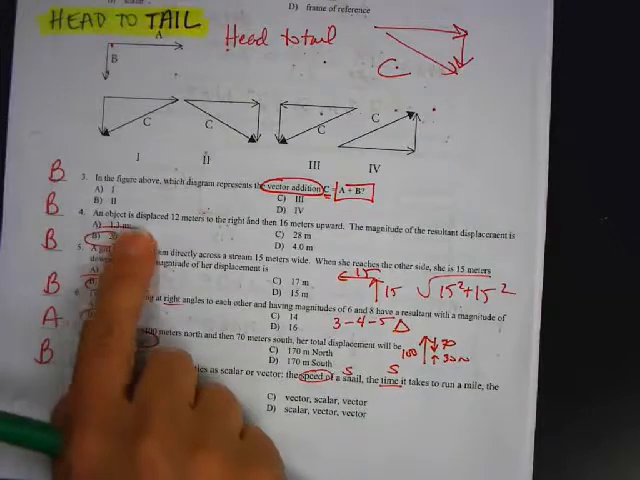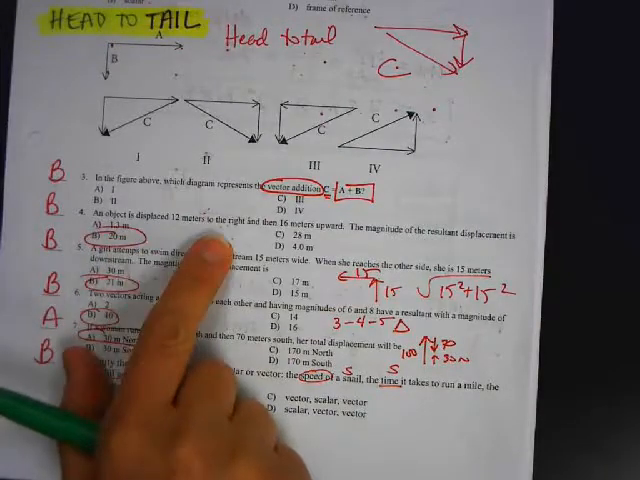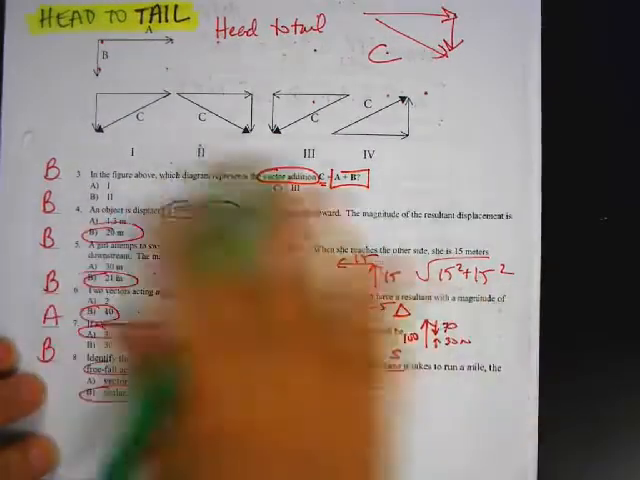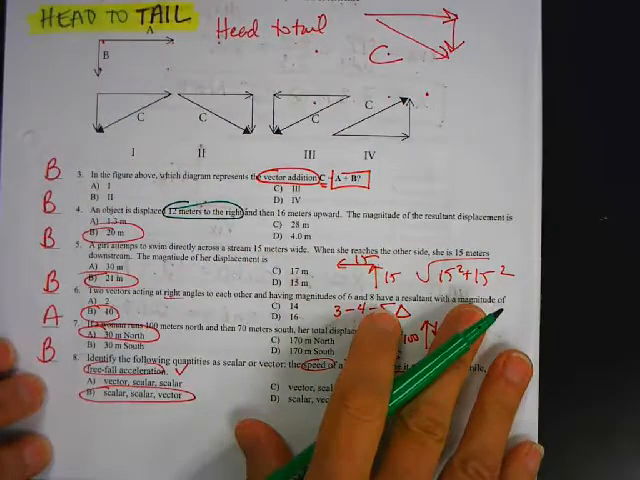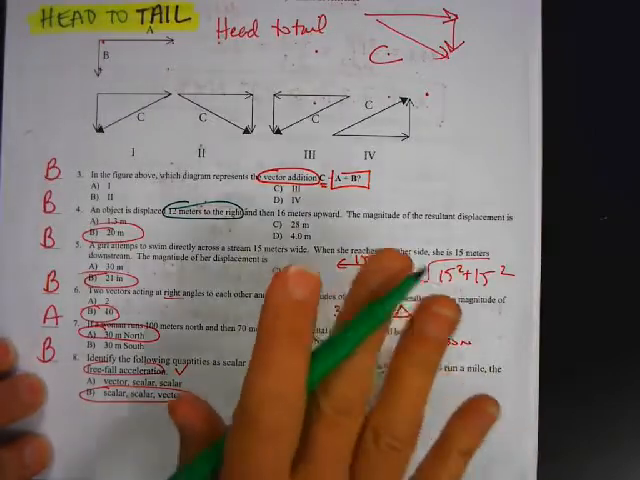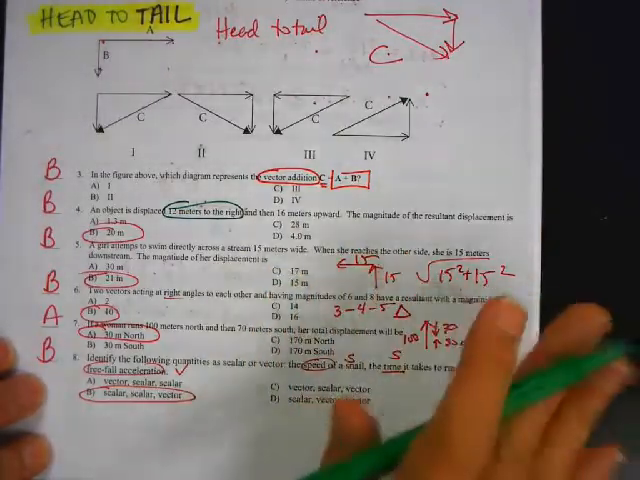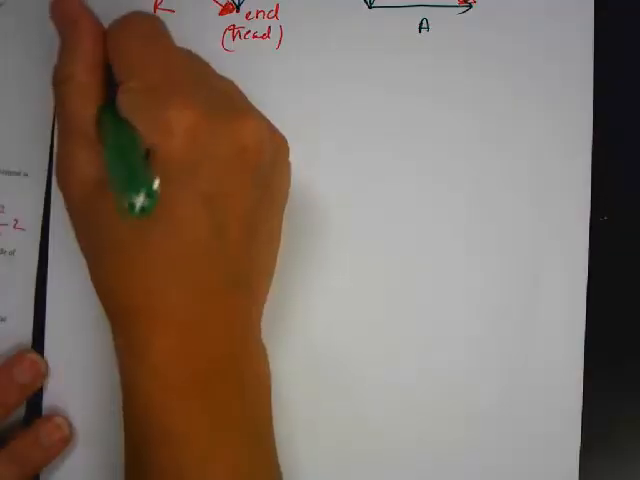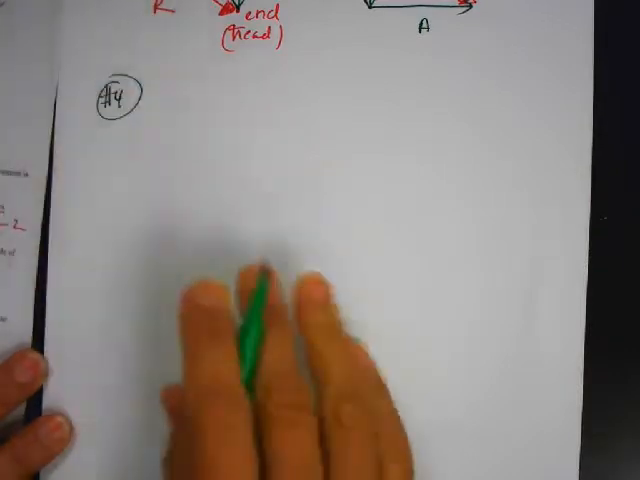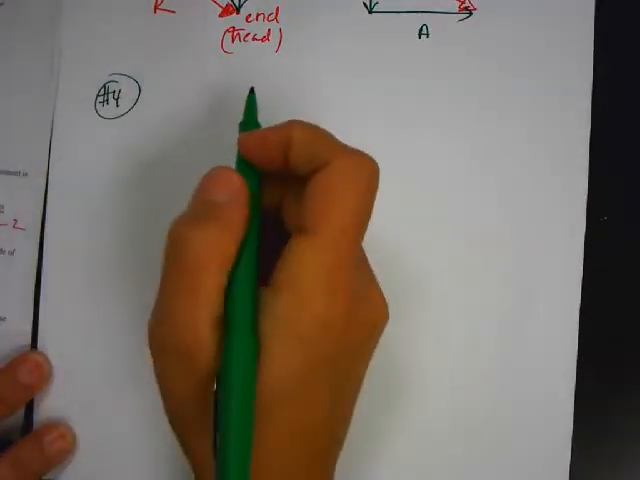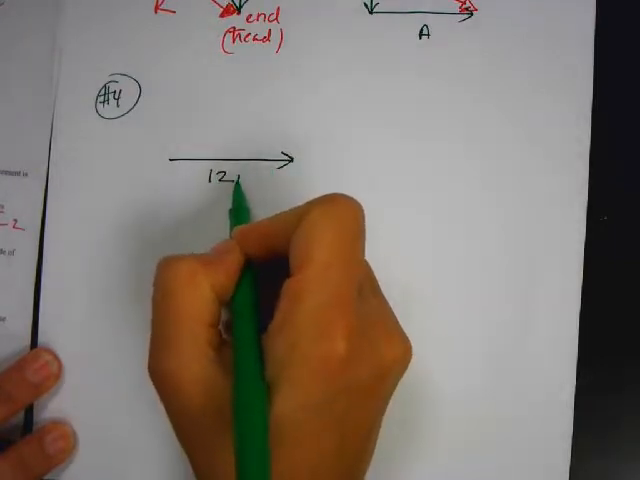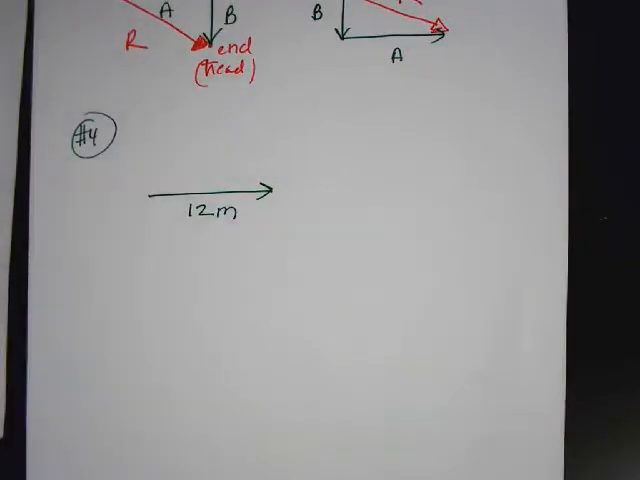All right, number 4. It says an object is displaced 12 meters to the right. Now remember, when you have a quiz like this, you can write whatever you want on the quiz. So what you should be doing is drawing your work on the quiz. I'm going to show you over here big so you can see it. So this is number 4. It says an object is displaced 12 meters to the right. So I'm just going to draw like this, 12, and that's going to represent 12 meters to the right.